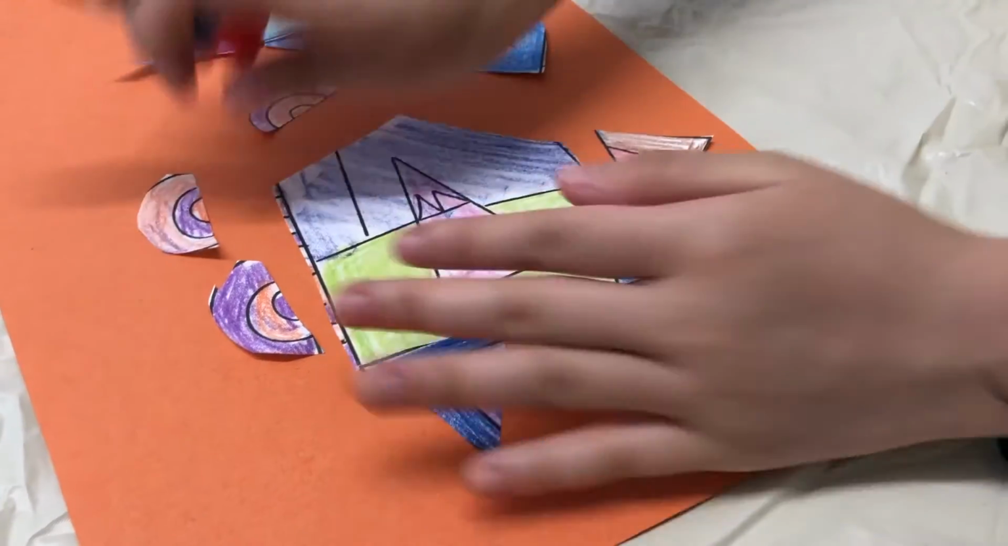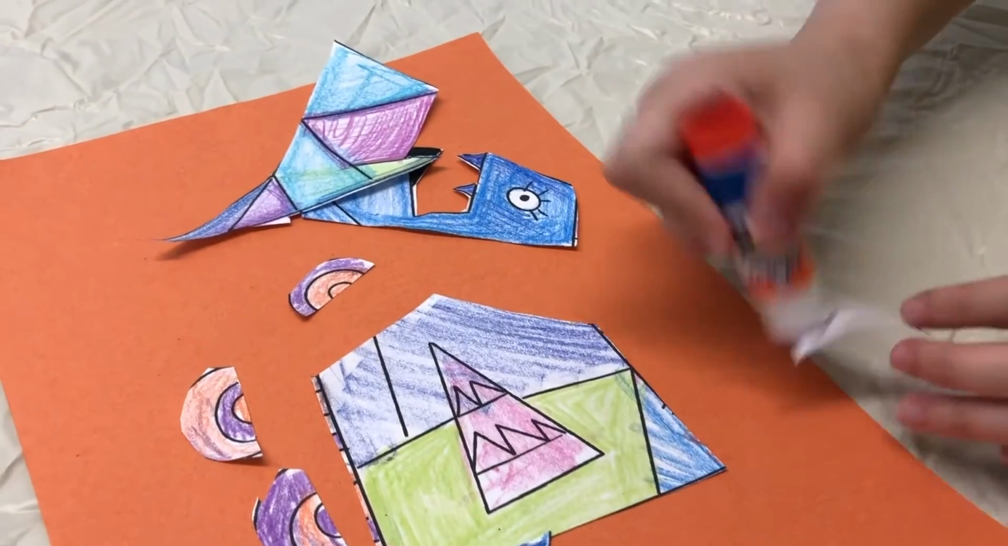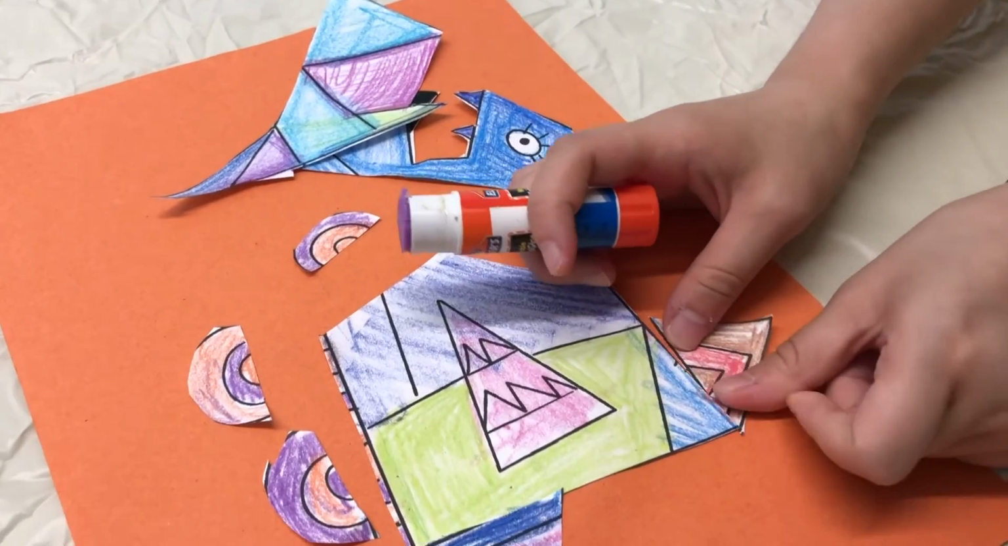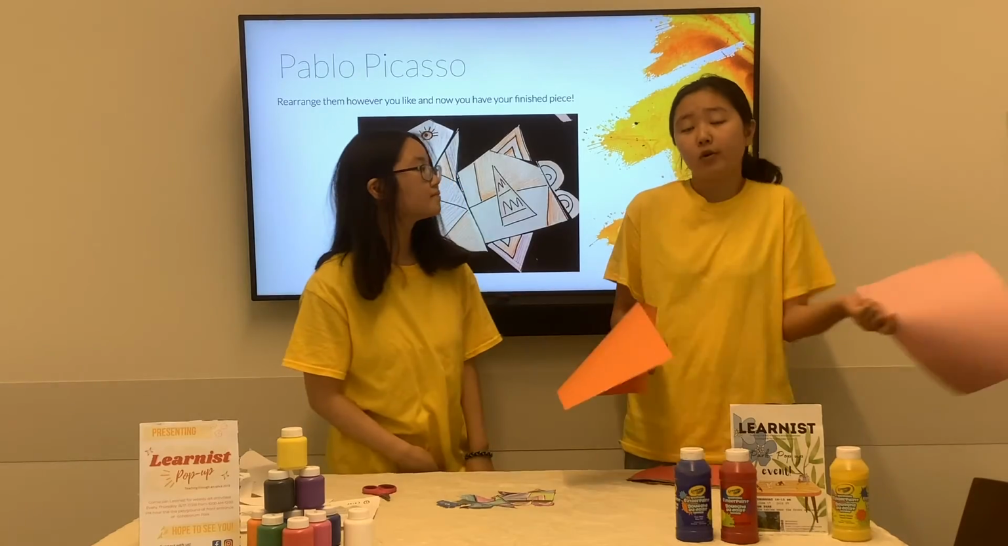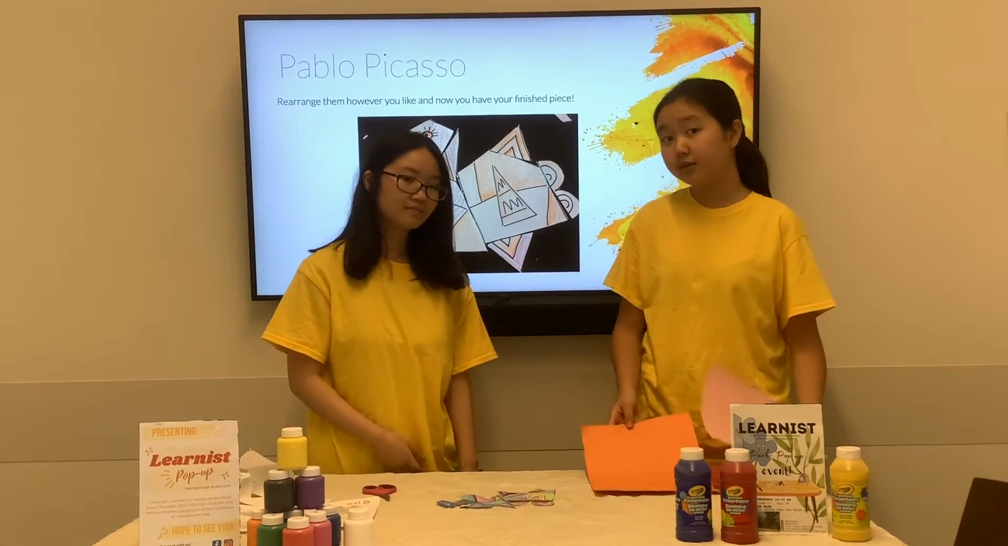Now, you want to take this new fish and you want to glue it down on a piece of paper. You can use super cool colors of construction paper or just regular paper. Don't forget, you could also decorate the background.